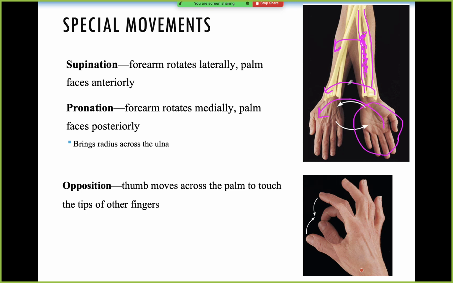The third kind of special movement here is called opposition. This is literally simply the ability of your fingers to one by one come and connect to your thumb, creating an O, which is a good way to remember that this is opposition.